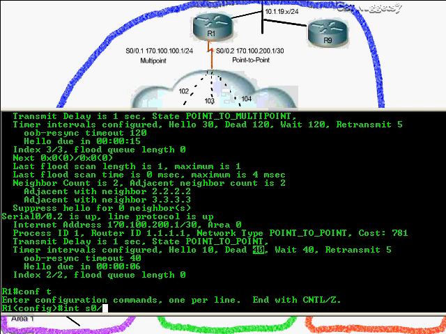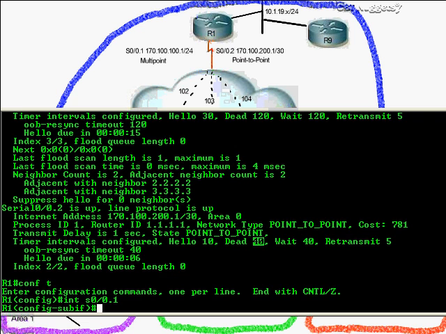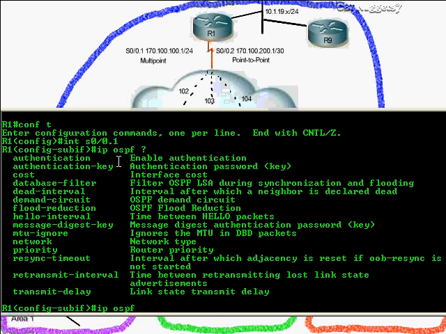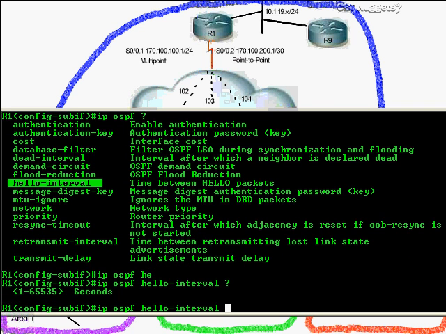Serial 0/0.1. I'm going to type in IP OSPF followed by a question mark, and we'll talk about authentication, things like that in the upcoming nuggets. But what I want to focus on here is number 1, the hello interval. If you want to manually adjust the hello interval, you can do that right here. You can type in the number of seconds that you want the hello interval to be.